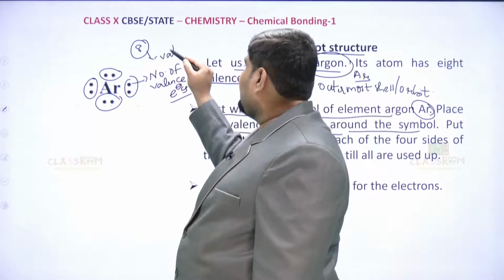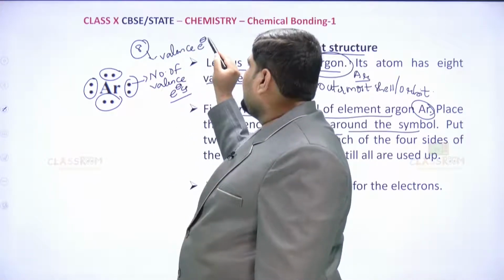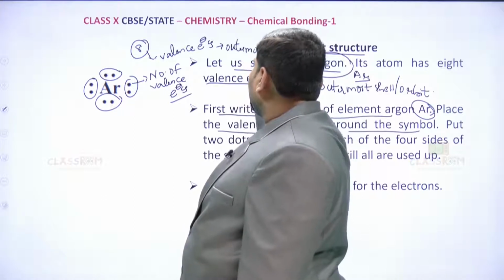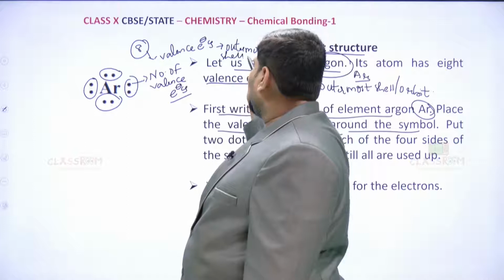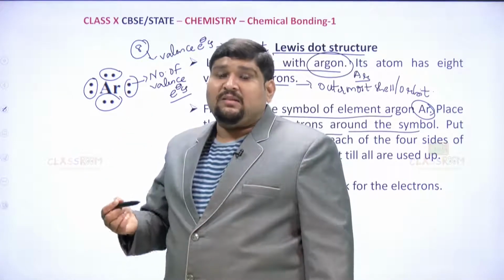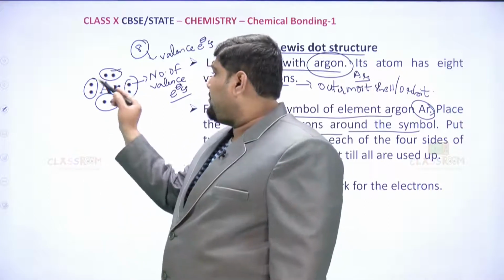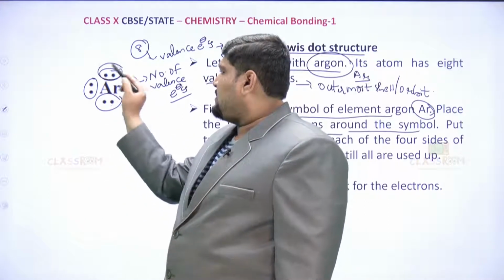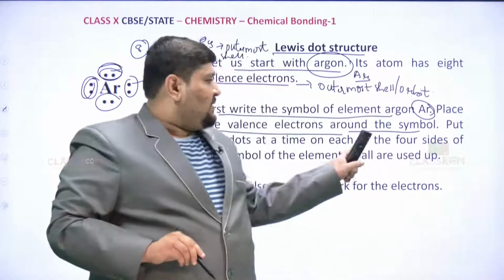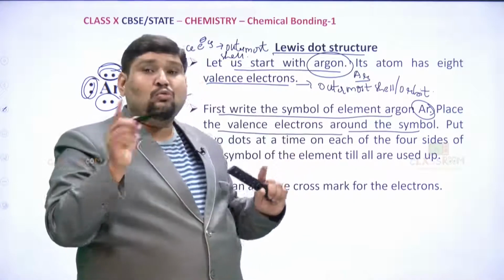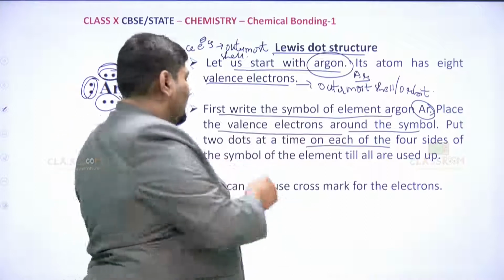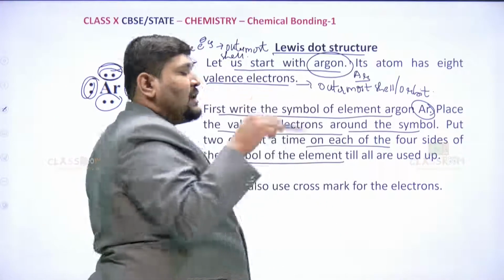Argon contains 8 valence electrons in its outermost shell. So that representation, the number of available valence electrons, needs to be represented in the form of pairs of dots. Can you see? This is one pair of dots, this is the second pair, third pair and fourth pair of dots. That is the reason it is given here that you need to put 2 dots at a time on each of the 4 sides of the symbol of the element till all are used up.